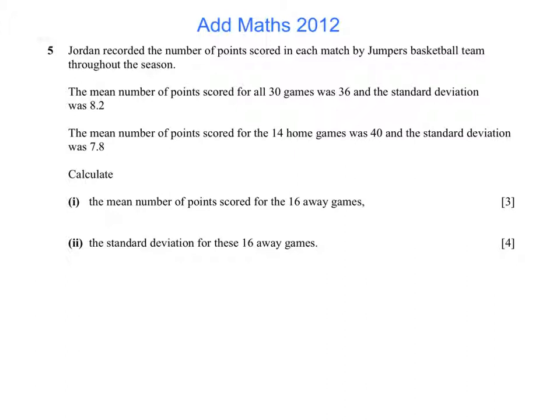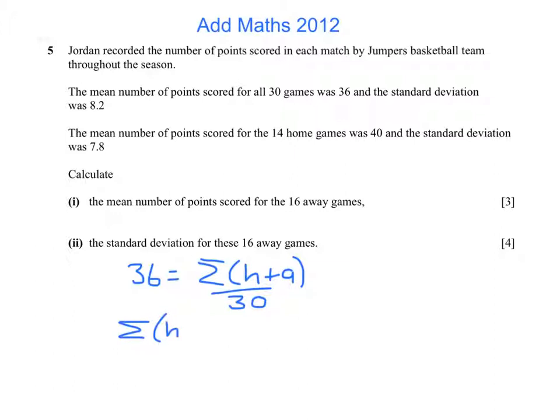So if we think about the mean for all the games, 36 has to be the total or the sum for the home and the aways divided by 30. So the sum for the homes plus the sum of the aways will be 36 times 30, which is 1080.